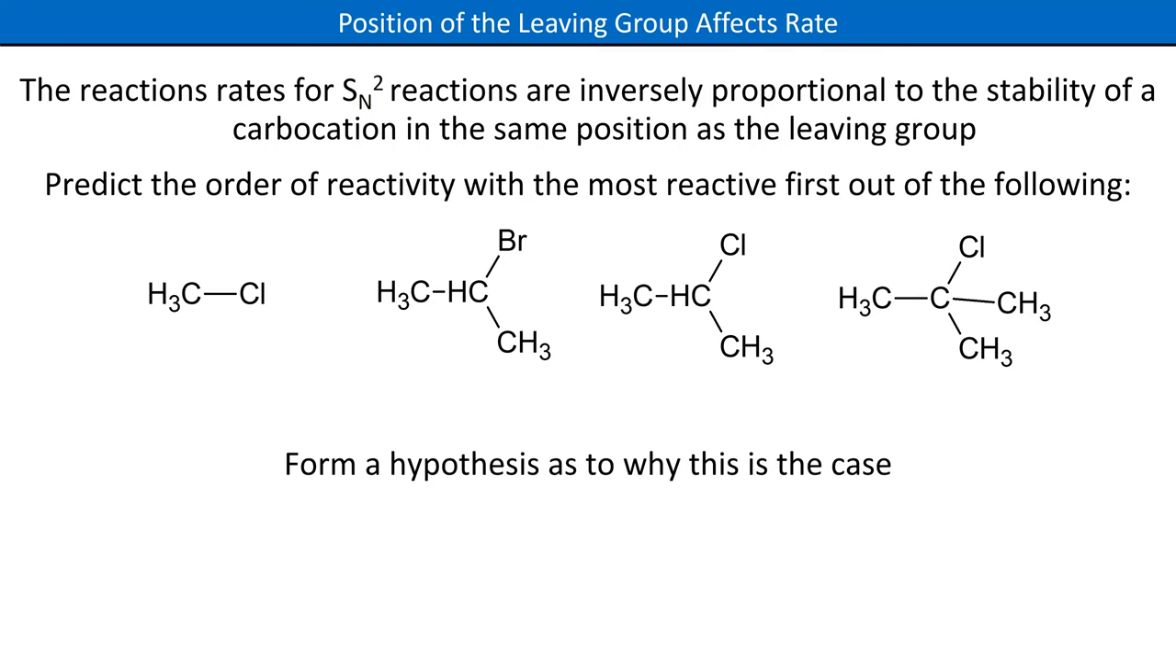So just to review, let's get back to thinking about SN2 reactions. When they were first figuring out this mechanism, the chemists discovered that reaction rates are inversely proportional to the stability of a carbocation in the same position as the leaving group. If we remember our rules for carbocation stability, carbocations were the most stable when they were as substituted as possible, right? When you had the most carbons around them or were stabilized by resonance, but we'll get into resonance later.